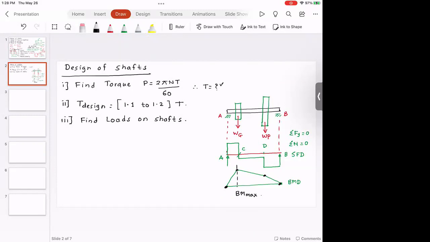So find loads on the shaft. Find maximum bending moment. And then please understand, when we are designing the shafts, we have to use maximum shear stress criteria. So to find maximum shear stress criteria, I will write this down. Max shear stress criteria.